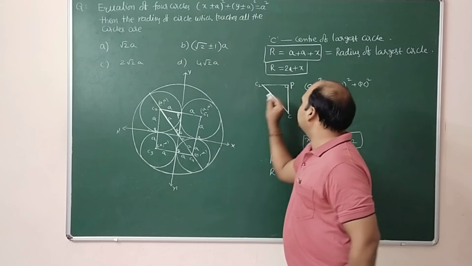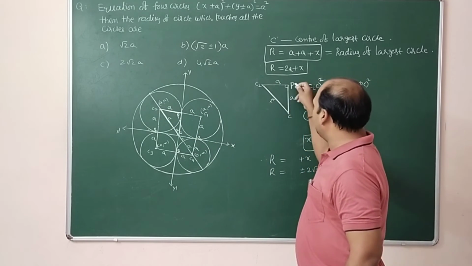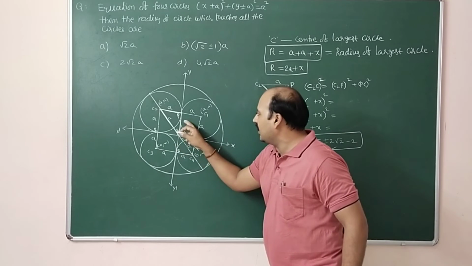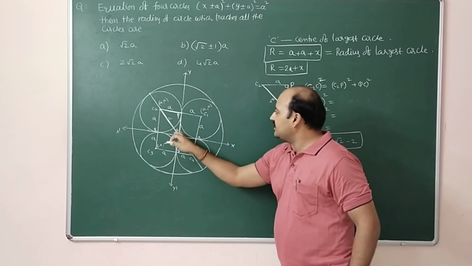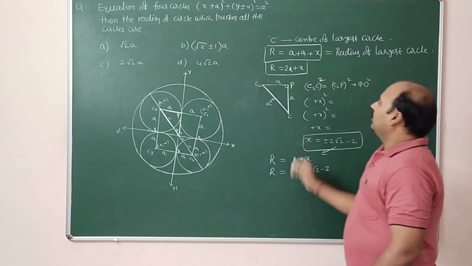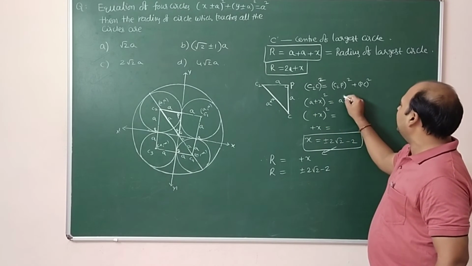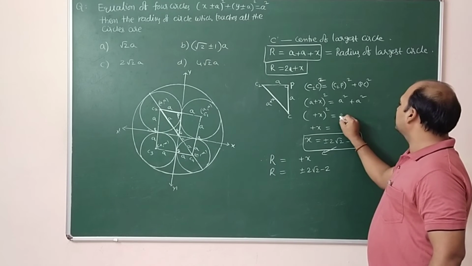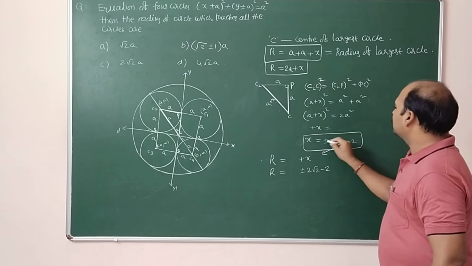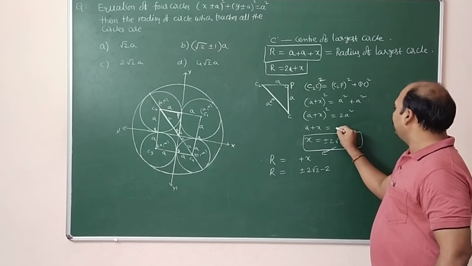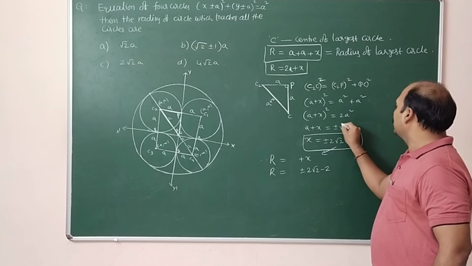So C to P is a. Even here also PC, from here to here, is also a units. From here to here it is a plus x. It is a right triangle. So a plus x whole square equals C to P, a square plus a square. So 2a square. So a plus x is equal to plus or minus root 2a.